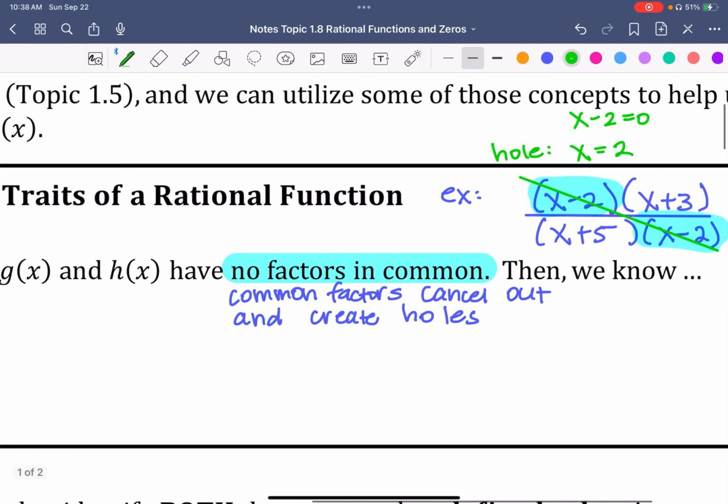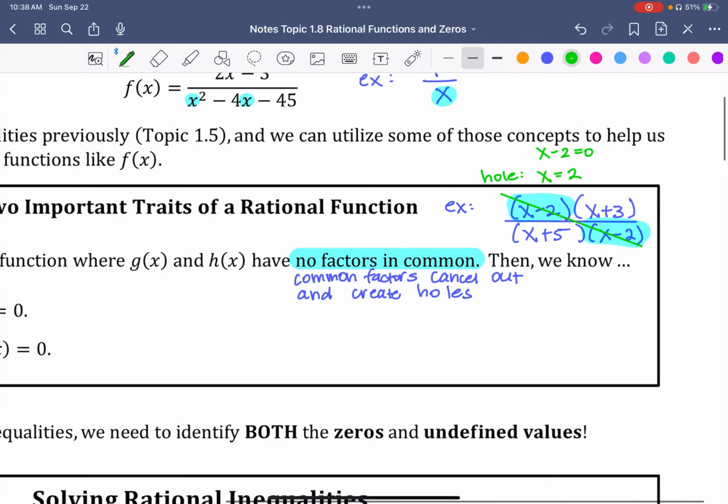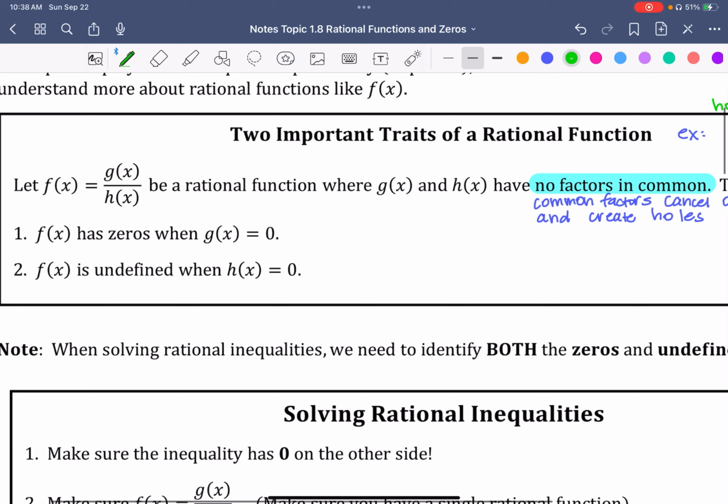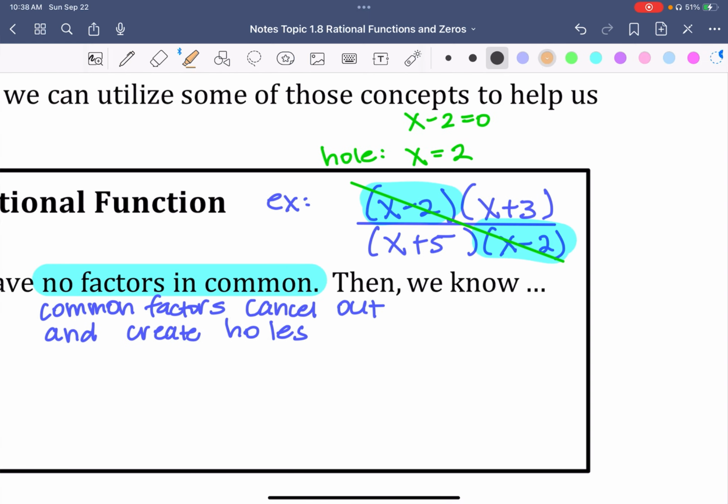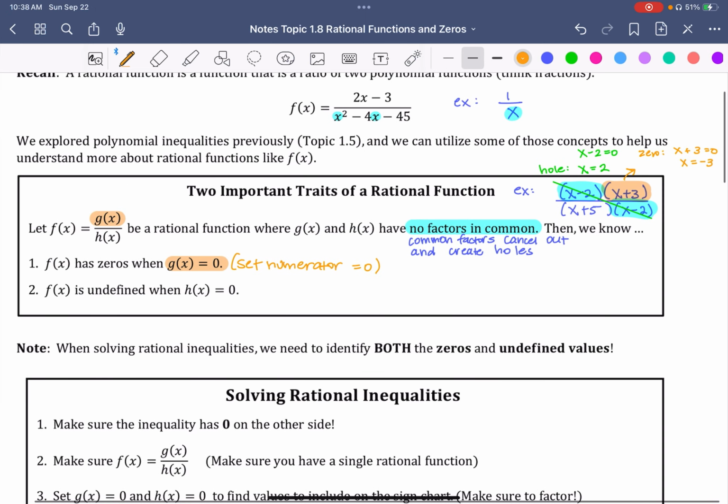Okay, so after you cancel out any common factors, which would create holes, then we know that f of x has zeros when g of x equals 0. And g of x here is in the numerator, so all you need to do to find the zeros is set the numerator equal to 0. So on this example here, after you cancel out the common factor, we have one remaining factor in the numerator. So to find the zero, set that factor equal to 0, and then solve for x. You would get a zero at x equals negative 3.